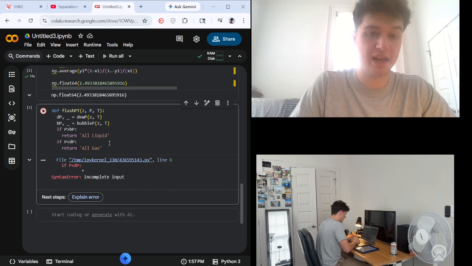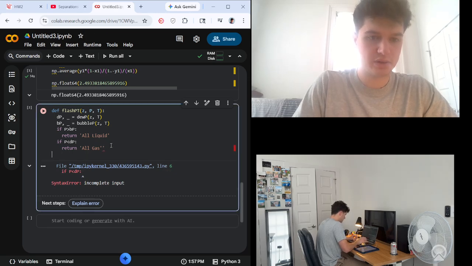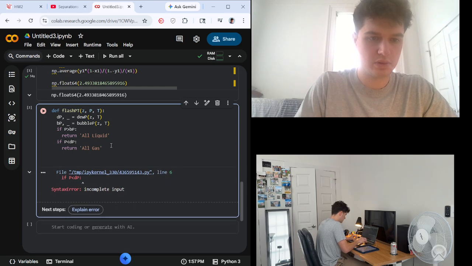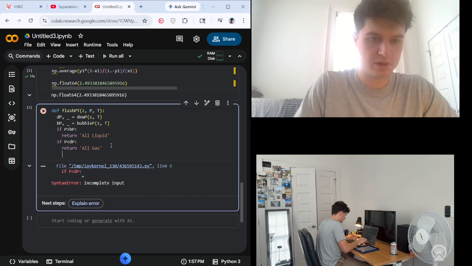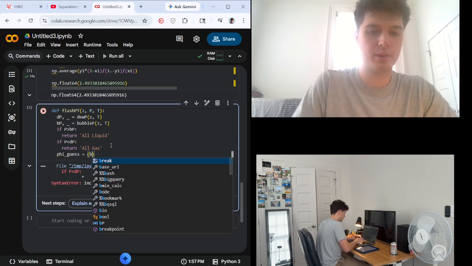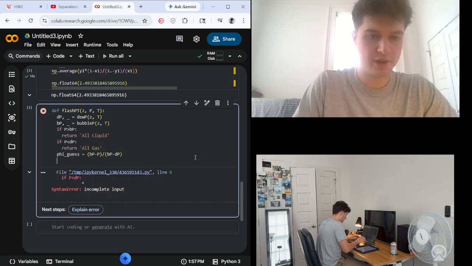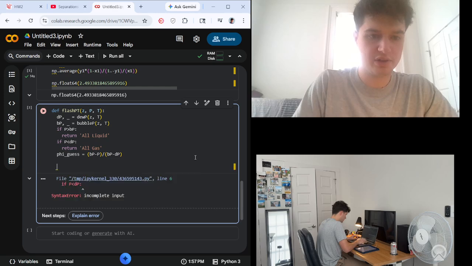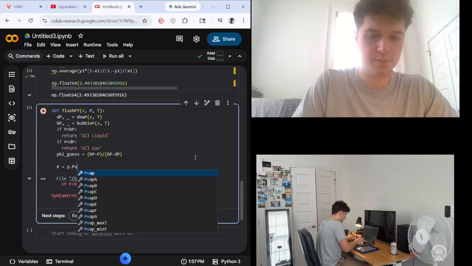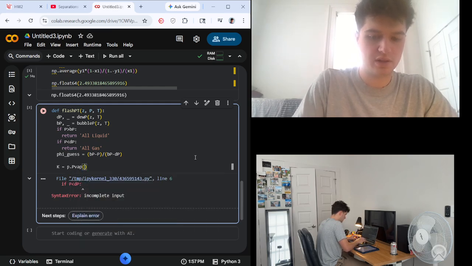And then we also need to make our phi gas. Here we go. phi_gas equals, and the equation for this is going to be our bubble pressure minus our pressure. Gemini's going to finish it for us actually. Thank you. And then we also need to set what our K value is equal to. And our K value is going to be equal to the vaporization pressure at our temperature divided by our pressure.